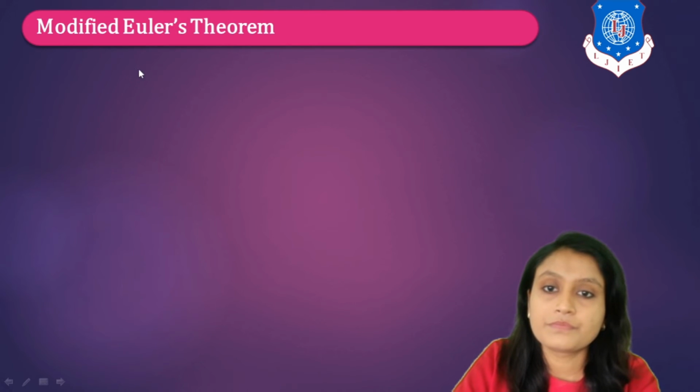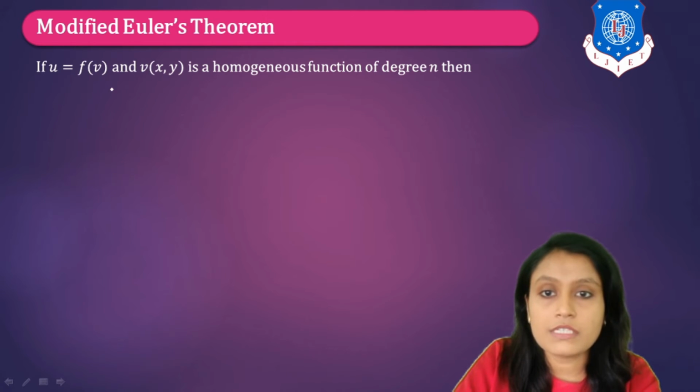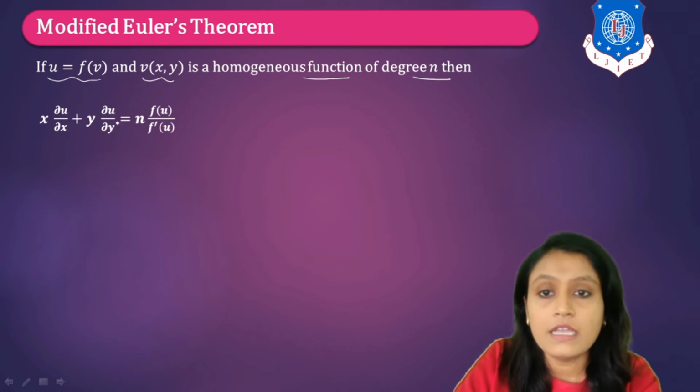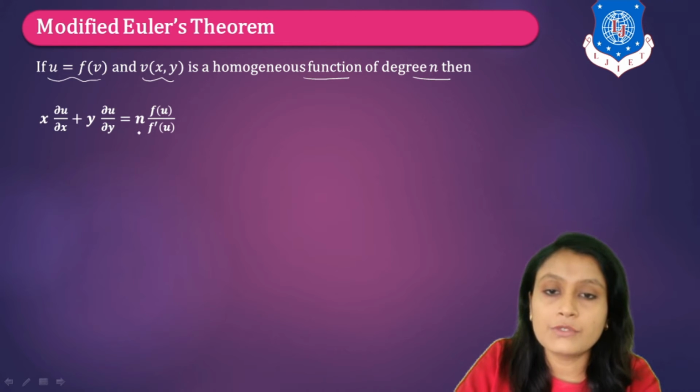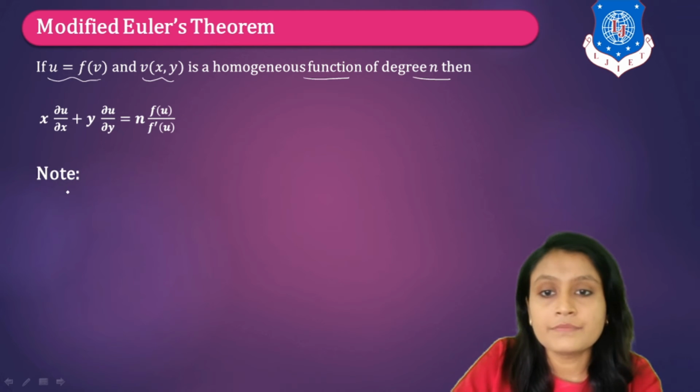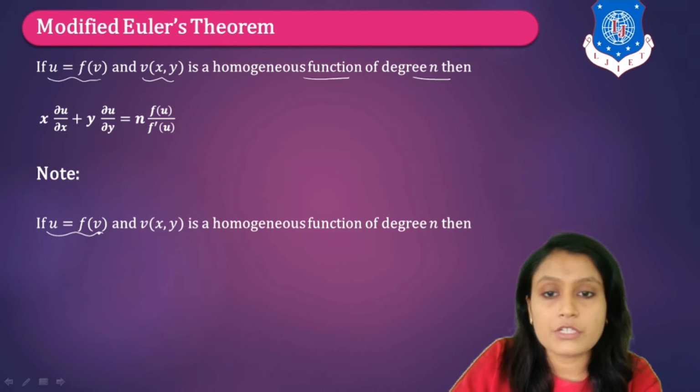Okay, now let's study modified Euler's theorem. So the statement is, if u is some function of v and this v is a homogeneous function of degree n, then x del u by del x plus y del u by del y is equal to n f u upon f dash u.